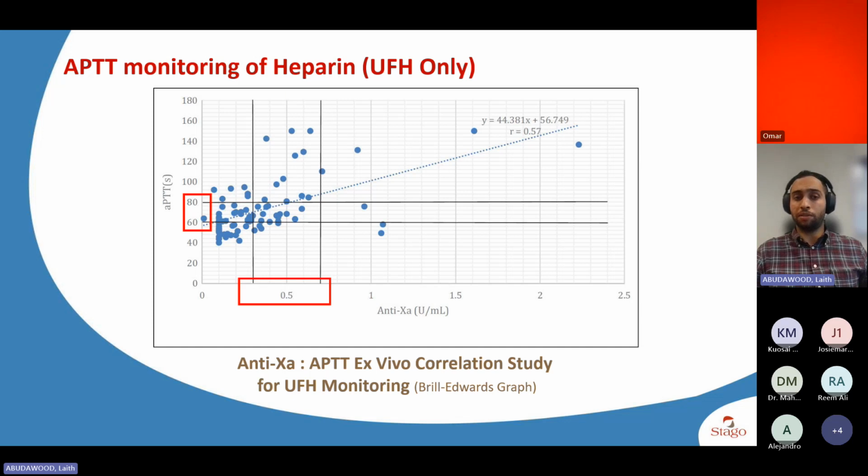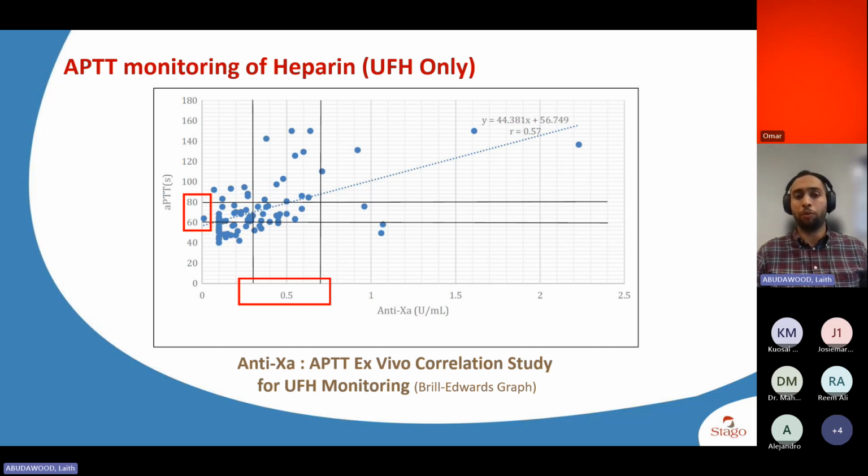Now, as you can see, this is called the Brill-Edwards curve. I'm sure you are very familiar with it. This is what you would use to establish the APTT versus the anti-Xa for unfractionated heparin. As you can see, APTT response correlates quite poorly with anti-Xa.